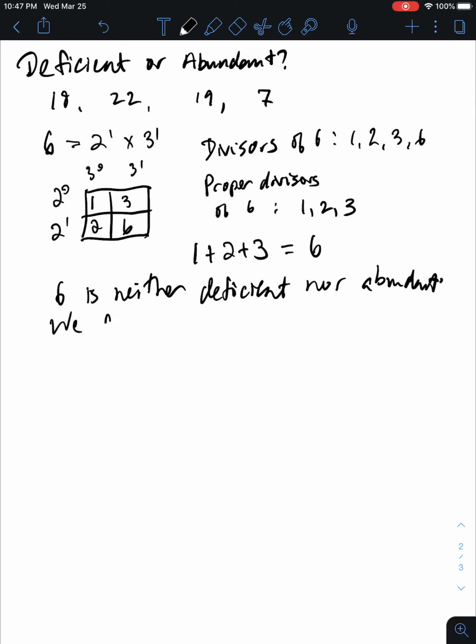We call 6 perfect. And that was the name that you find in Euclid's Elements. Euclid talks about number theory in one of the books of the Elements, and he gave the name perfect, at least its Greek translation, to numbers like 6. Why call such numbers perfect is not entirely clear anymore. We have lost the reason why these were so important.